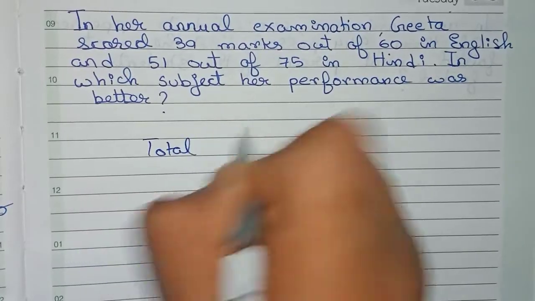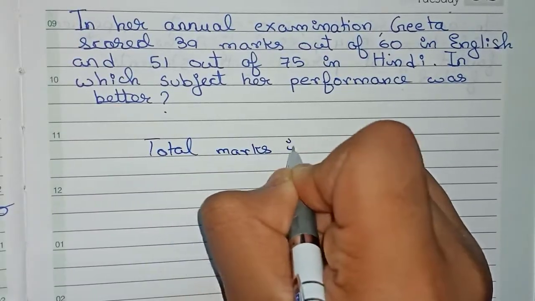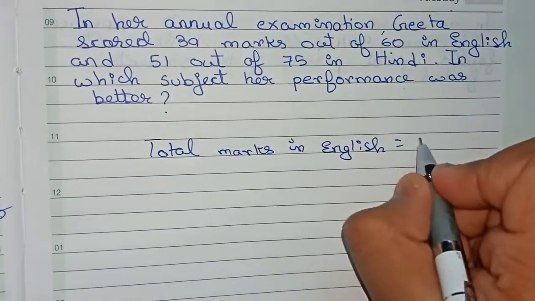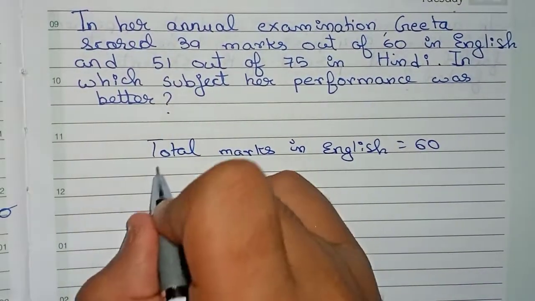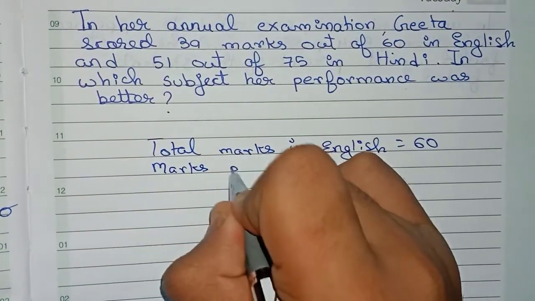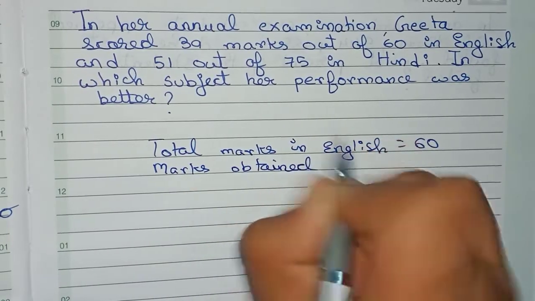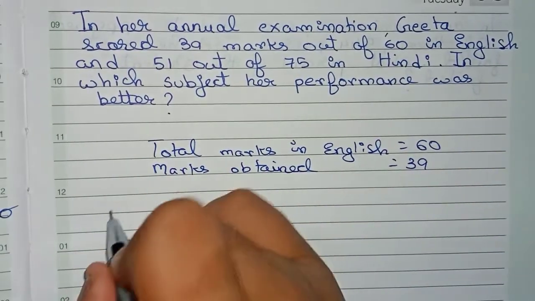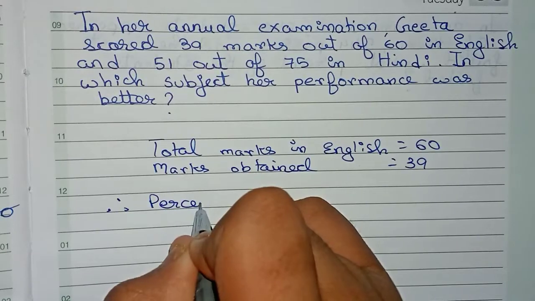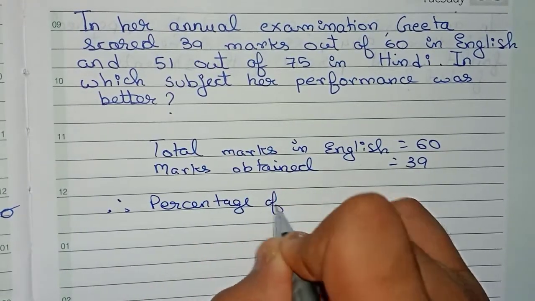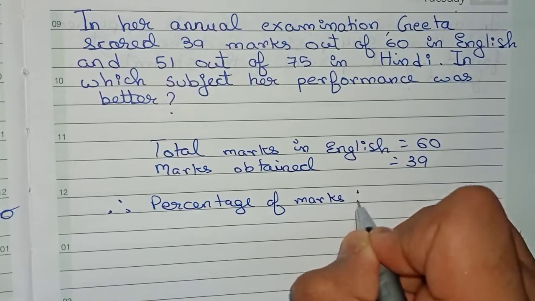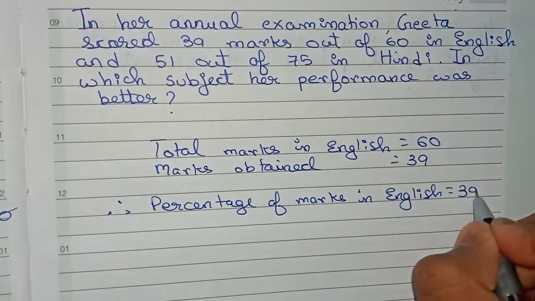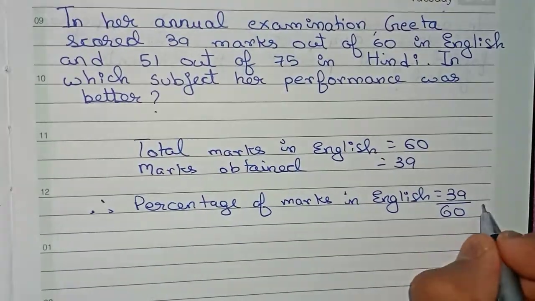So if I write total marks in English equals, total marks will be 60. Now marks obtained equals, we write. Marks obtained means the amount of marks that Geeta scored, so that is equal to 39. Now therefore we write the percentage of marks in English. In a similar manner, marks obtained by the total marks into 100.